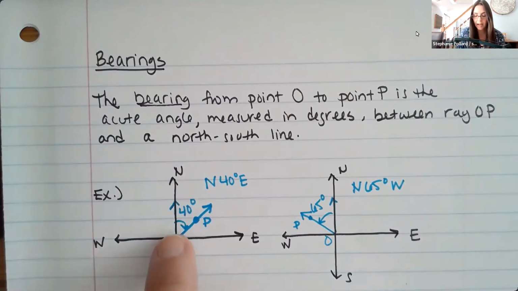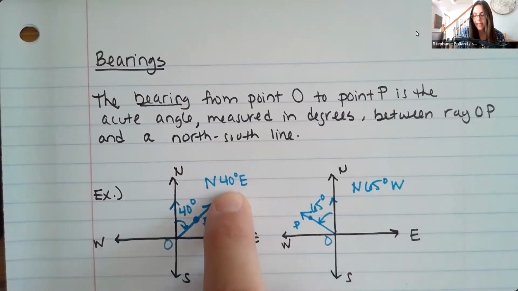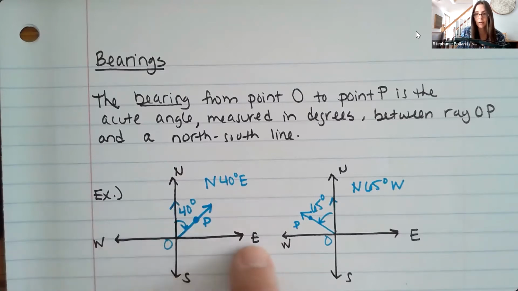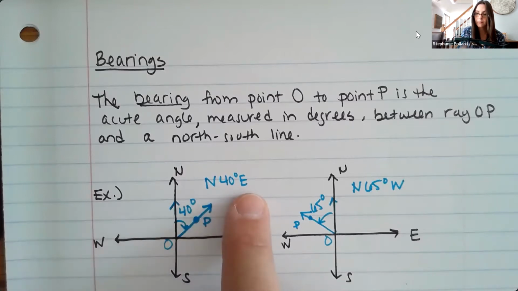So your angle is always taken off the Y-axis. Here, the angle from that ray to the north line is 40 degrees. That's where you see the 40 degrees from. Because the angle is taken off the north part of the line, and the ray P is heading towards the east side of the graph, we write that as north 40 degrees east.